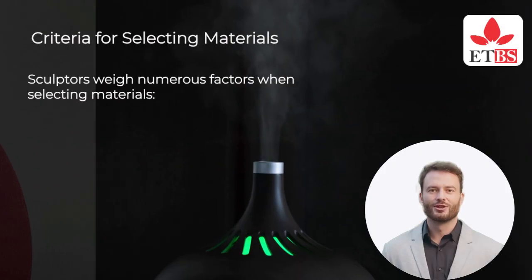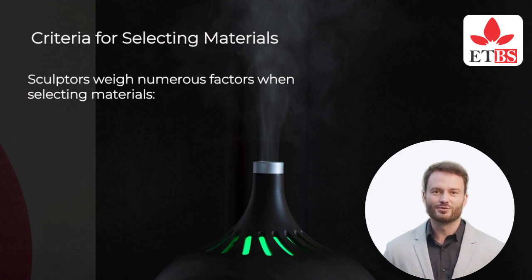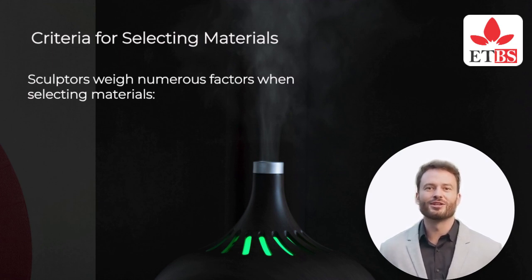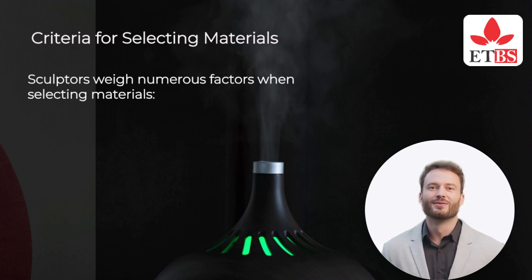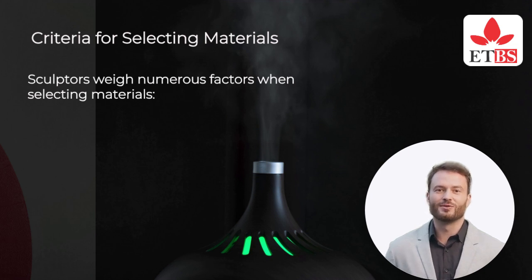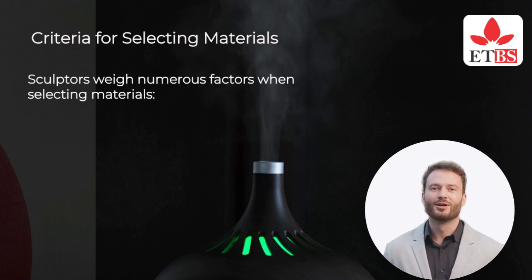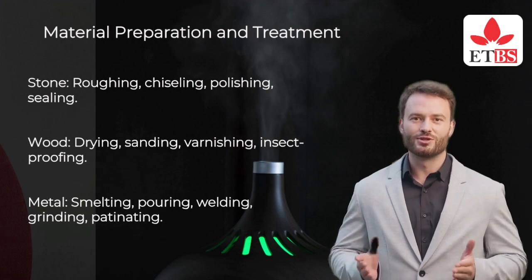Criteria for selecting materials. Sculptors weigh numerous factors when selecting materials. Conceptual relevance: does the material embody the message? Durability: indoors versus outdoors, permanence versus impermanence. Aesthetics: color, texture, reflectivity, transparency. Workability: tools and skills required, learning curve. Cost and availability: budgetary and geographic considerations. Cultural or ethical meaning: appropriateness, symbolism, environmental impact.